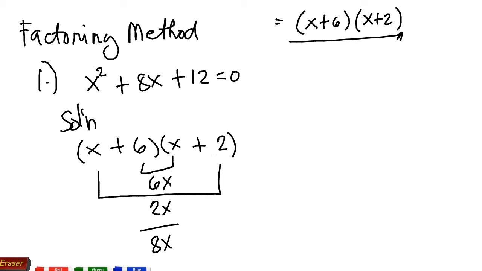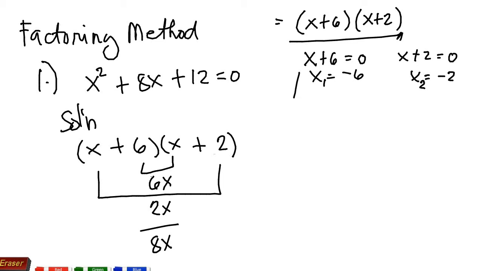Now we're going to get the roots. We have two roots here because we have two factors. Take note that since we're talking about a quadratic, we have two roots to extract. The first root: x plus 6 equals 0, so x equals negative 6. The other one: x plus 2 equals 0, therefore x equals negative 2. So your roots are x1 equals negative 6 and x2 equals negative 2. These are now your roots.